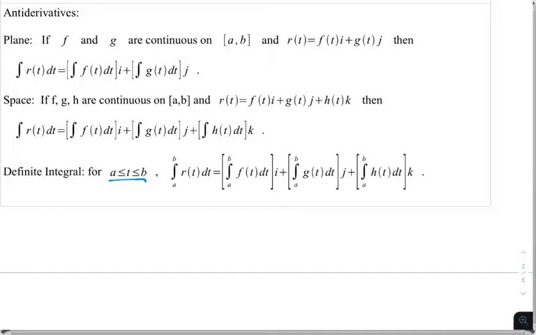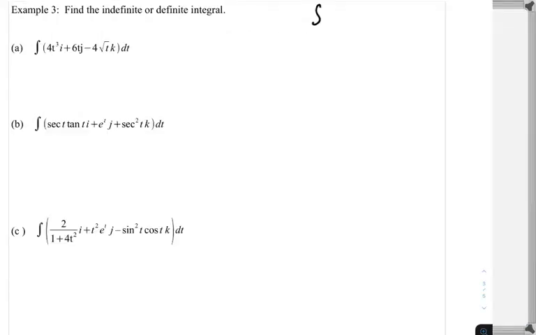If we're going to do the definite integral, so for a less than or equal to t less than or equal to b, the integral from a to b of r of t dt, what you're going to do is the definite integral for f of t, g of t, and h of t for the i, j, and k components respectively. Okay, so I think we got three problems here, and we're going to just find some antiderivatives, and then in the second video we'll do a little bit more.